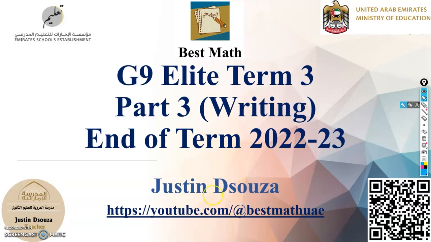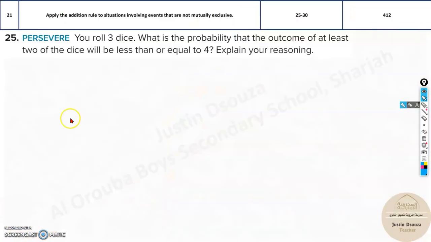Thank you so much. Now, we will go to the first topic, the 21st topic in the writing. It's about different situations on probability and mutually exclusive, non-exclusive events. There are 6 questions.